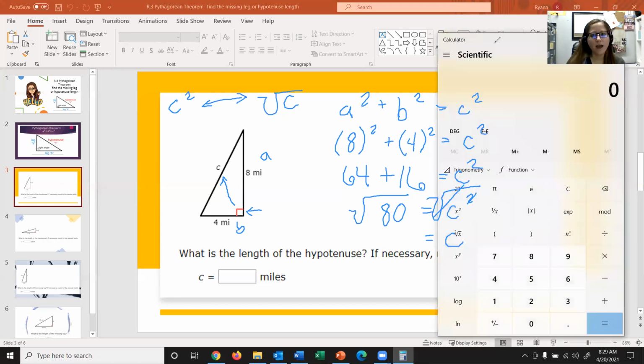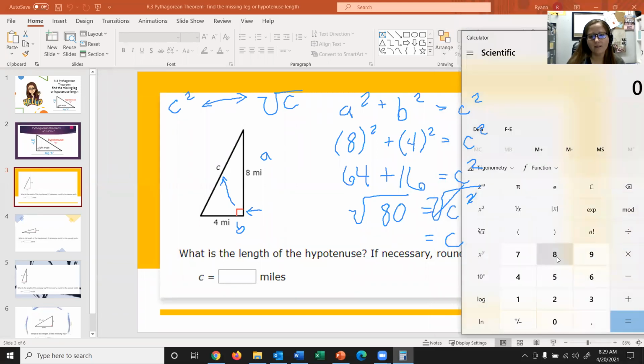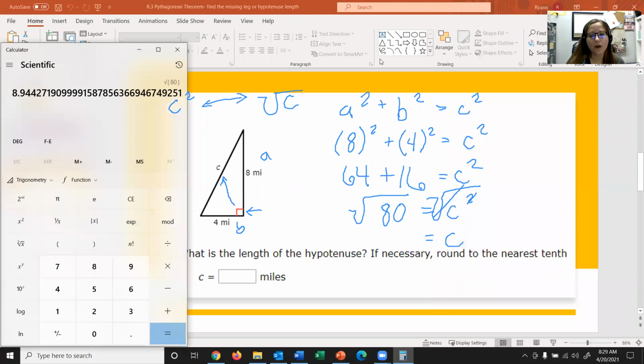Okay, let's go ahead and just pull up the calculator for this one as well. So if we want to find the square root of 80, we're going to type in our 80, and then we're going to hit this button here. And that's going to tell us we have this 8.94427 big decimal, right? But the instructions on IXL tell us that we need to round to the nearest tenth, okay?